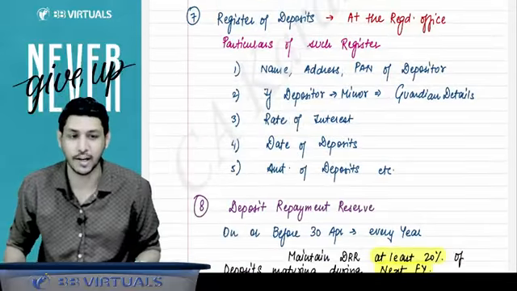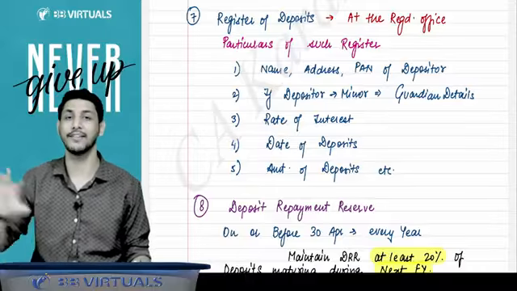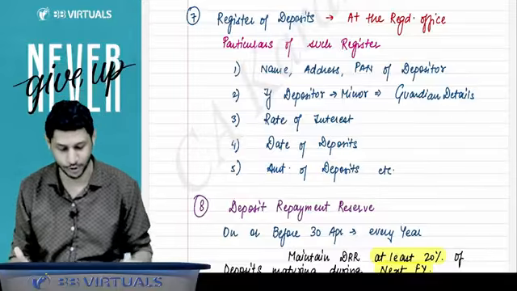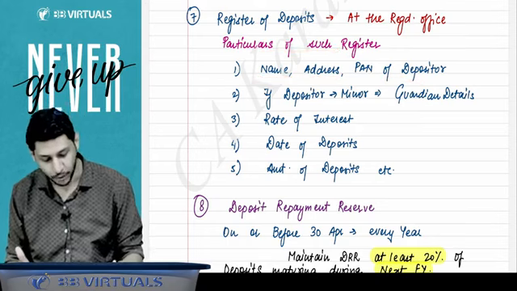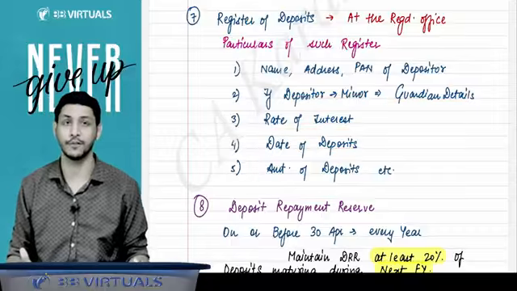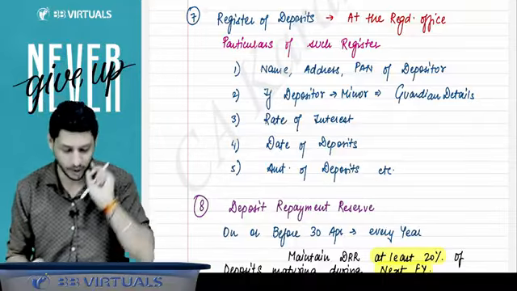Then what is the register of deposits? At the registered office, the company has to maintain a register of deposits also. Likewise, the company has to maintain a register of members. They have to maintain the register of deposits also, in which they will write the name, address, PAN of the depositor, and if the depositor is a minor, then the guardian details, rate of interest, date of deposit, amount of deposit, all of that they have to write down.